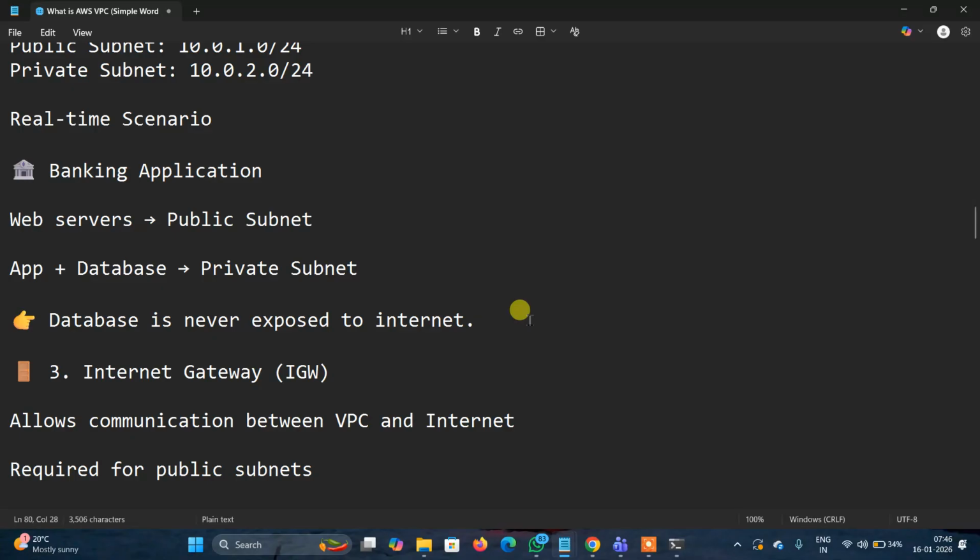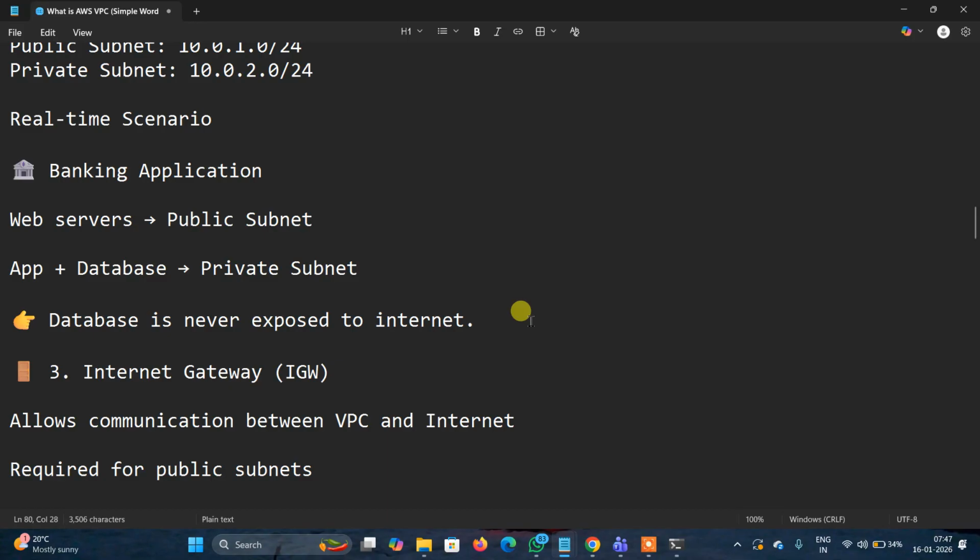Understand? So what does this one mean? This one is nothing but a subnet. A subnet is a part of a VPC. The larger VPC is the large network, and this large network is divided into smaller parts. The small part is known as the subnet.